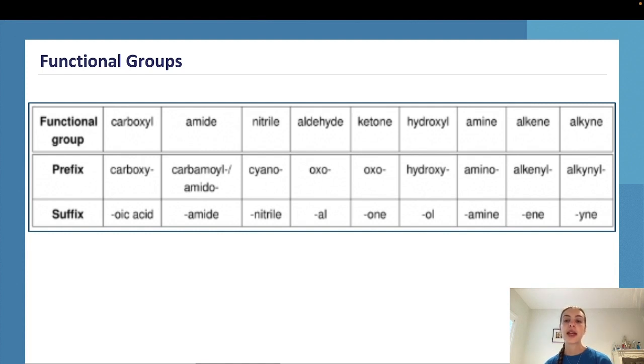Next we've got alkenes. Alkenes typically will have the suffix of -ene. However, sometimes you'll have the prefix of alkenyl. That being typically if there's a branch coming off the molecule, they'll have the alkenyl prefix. Same with alkynes, they normally have their suffix of -yne, but typically if there's a branch, they'll use the prefix of alkynyl.